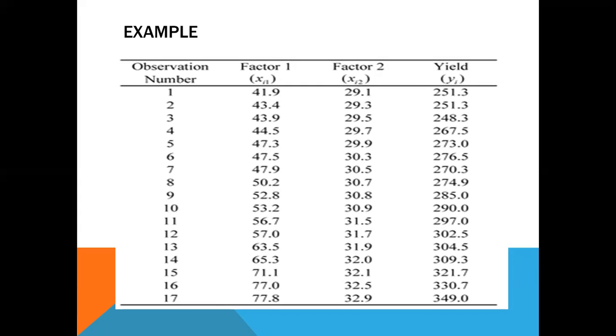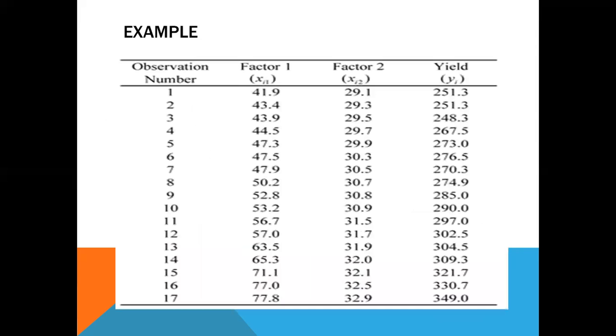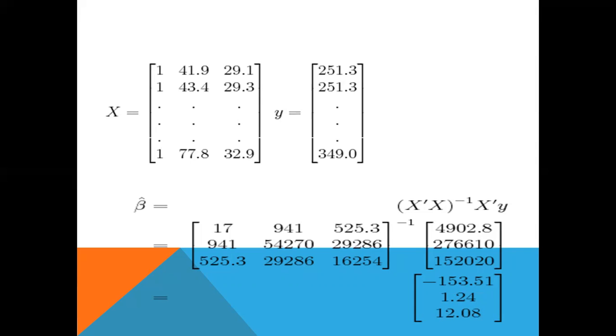So 41.9 is x11, 43.4 is x21, 43.9 is x31, then 44.5 is x41, then 47.3 is x51 and so on. So let's use it here. x equals this, y is 251.3, 251.3, then 248.3, 267.5, like this and so on till 349, right? So the y value is 349, the last value.